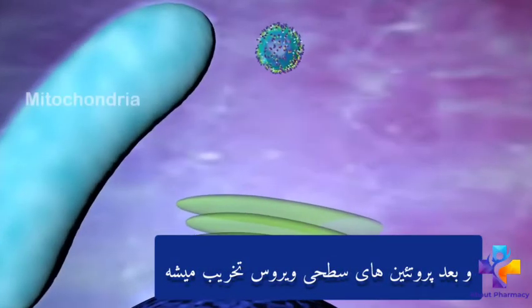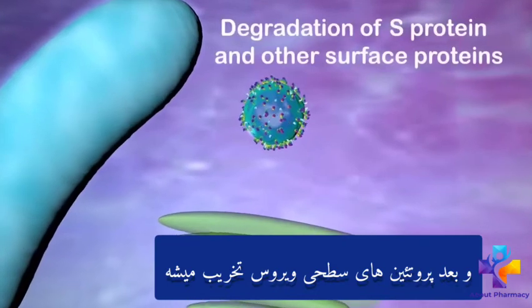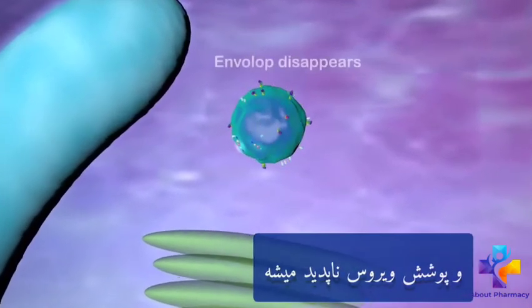First, the S protein and other surface proteins on the virus are degraded in the cytoplasm of the host cell, then assimilated.